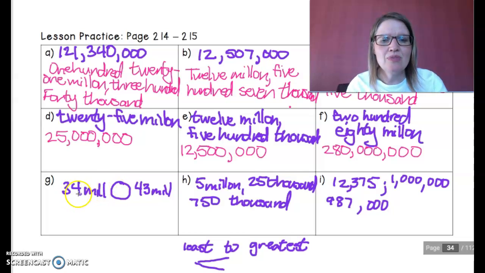What is greater, 34 million or 43 million? No brainer here. We know that 43 is greater than 34, whether it's 1,000 or a million.